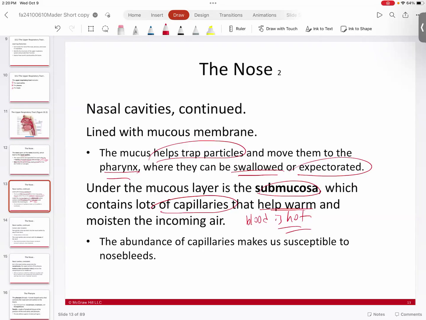It's the reason why you have these mucous membranes in your nasal cavity, to trap all those dust particles so that it doesn't get into your lungs. You want that pure air in your lungs. You don't want a bunch of debris in there.